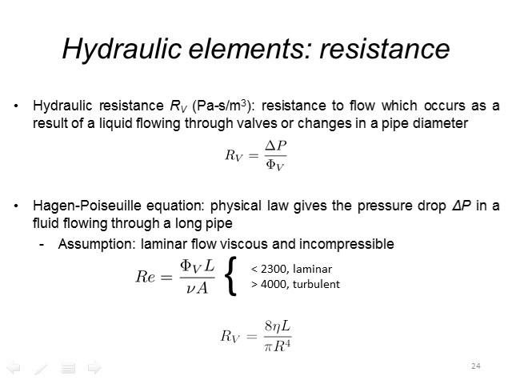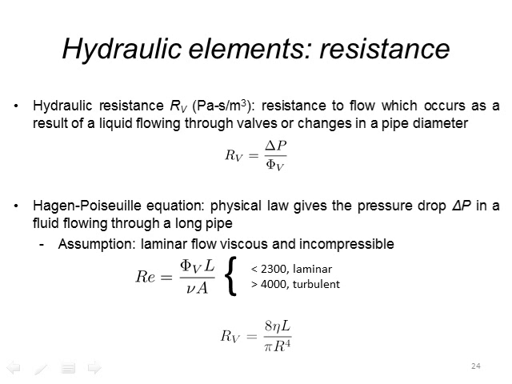Hydraulic resistance has units of Pascal second per meter cubed. This is the resistance to fluid flow, which occurs as a result of liquid flowing through valves or changes in pipe diameter. And the hydraulic resistance is very similar to Ohm's law, which is delta P over the flow, and this would be then V equals IR, the same type of relationship.